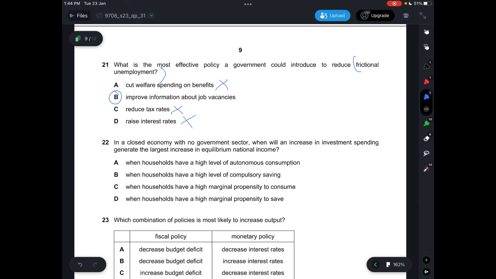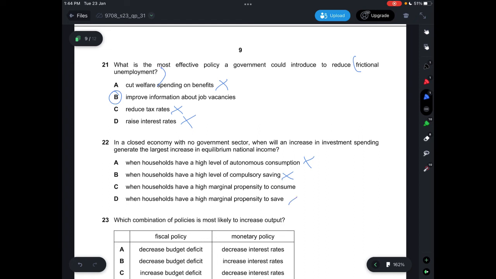Question 22. In a closed economy with no government sector, when will an increase in investment spending generate the largest increase in equilibrium national income? That will be when there's a high marginal propensity to consume. A says when households have a high level of autonomous consumption, that's when you have to consume regardless. And B is we have to save regardless, so both of these are not the answer. If you look at D, it says high marginal propensity to save, which means you have a tendency to save more instead of spending more.